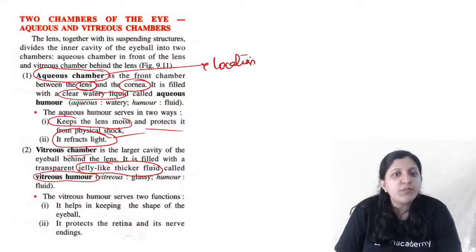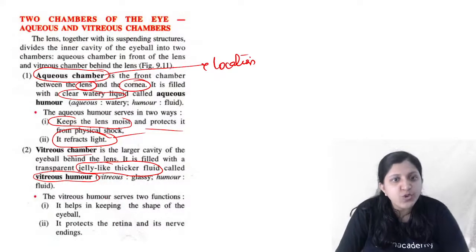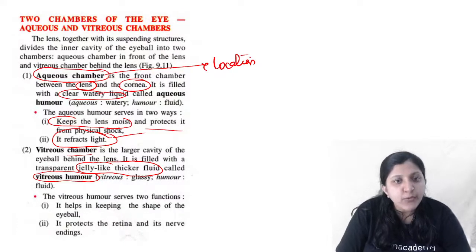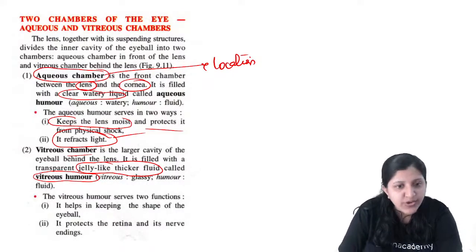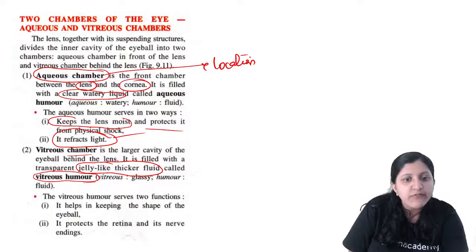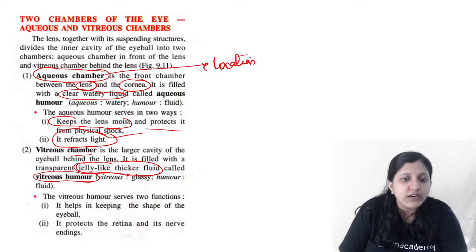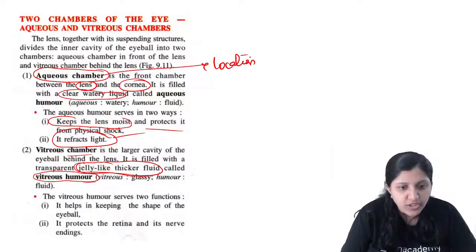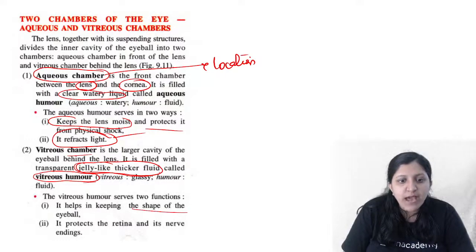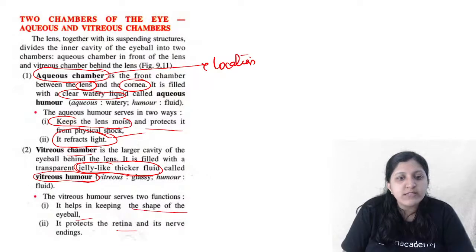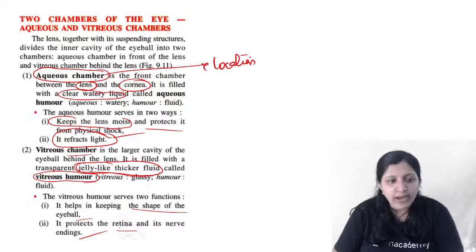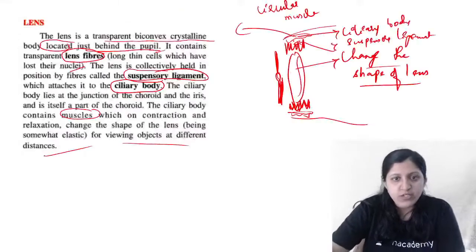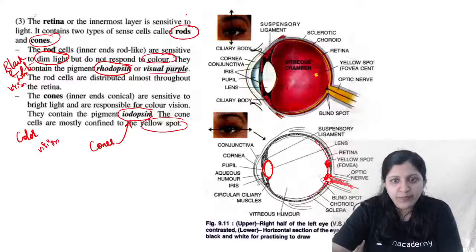So the aqueous chamber is filled with the aqueous humor, which is a clear watery liquid. The vitreous chamber is filled with the vitreous humor, which is a jelly-like thicker fluid. The vitreous humor serves two functions: keeping the shape of the eyeball, and protecting the retina and its nerve endings. We will see this diagram now.